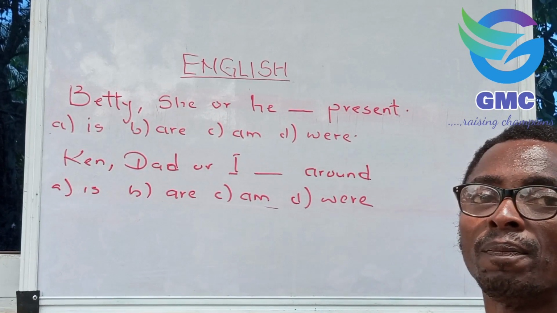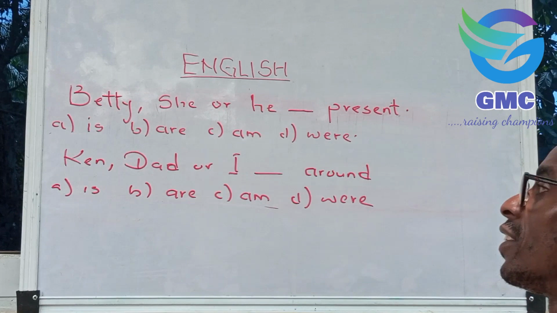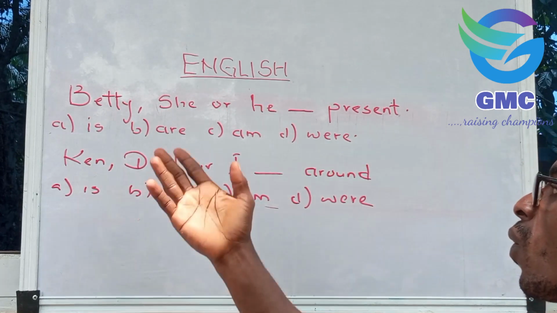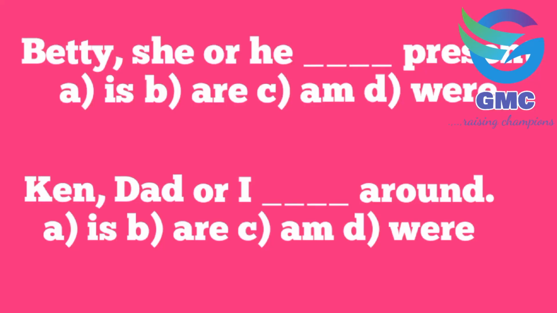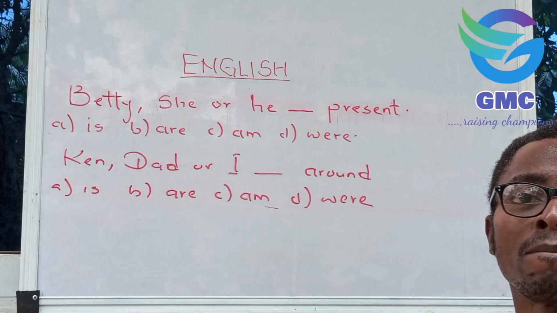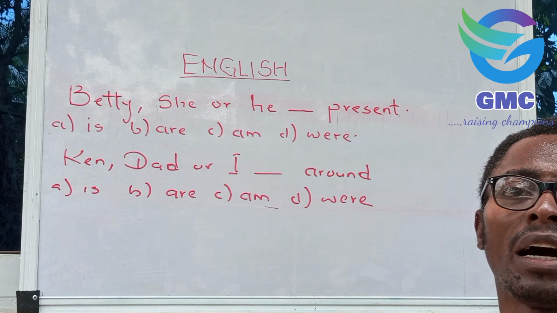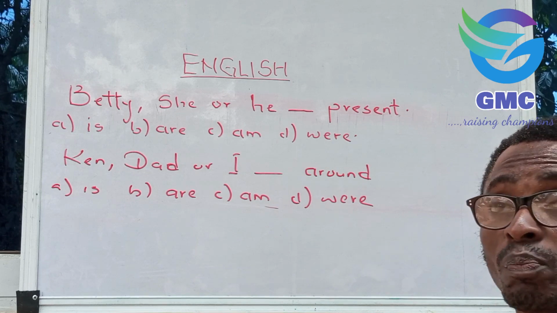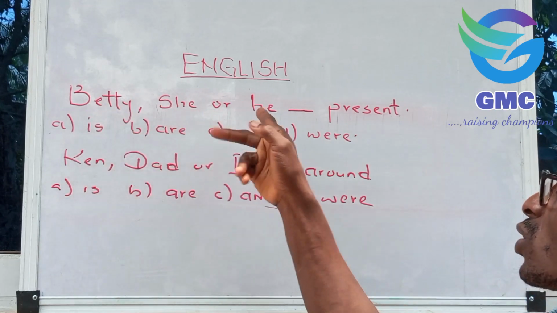Look at this question. "Be she or he dash present." What do you think the appropriate option would be? Is, are, am, where.